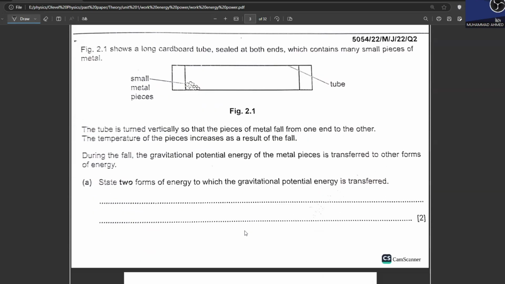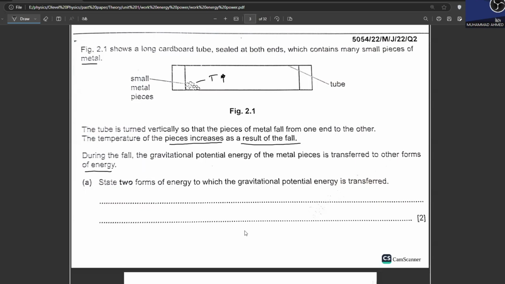Let's move on to the next question. Figure 2.1 shows a long cardboard tube sealed at both ends, which contains many small pieces of metal. The tube is turned vertically so that the pieces of metal fall from one end to the other. The temperature of the pieces increases as a result of the fall. During the fall, the gravitational potential energy of the metal pieces is transformed to other forms of energy. State two forms of energy to which gravitational potential energy is transferred.